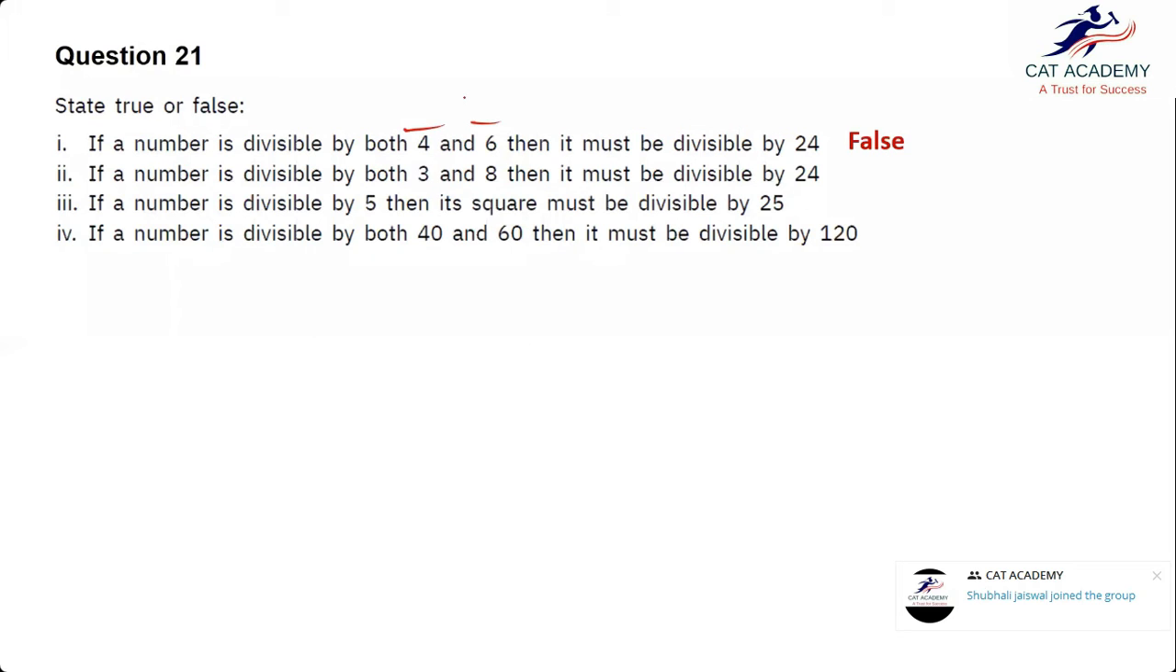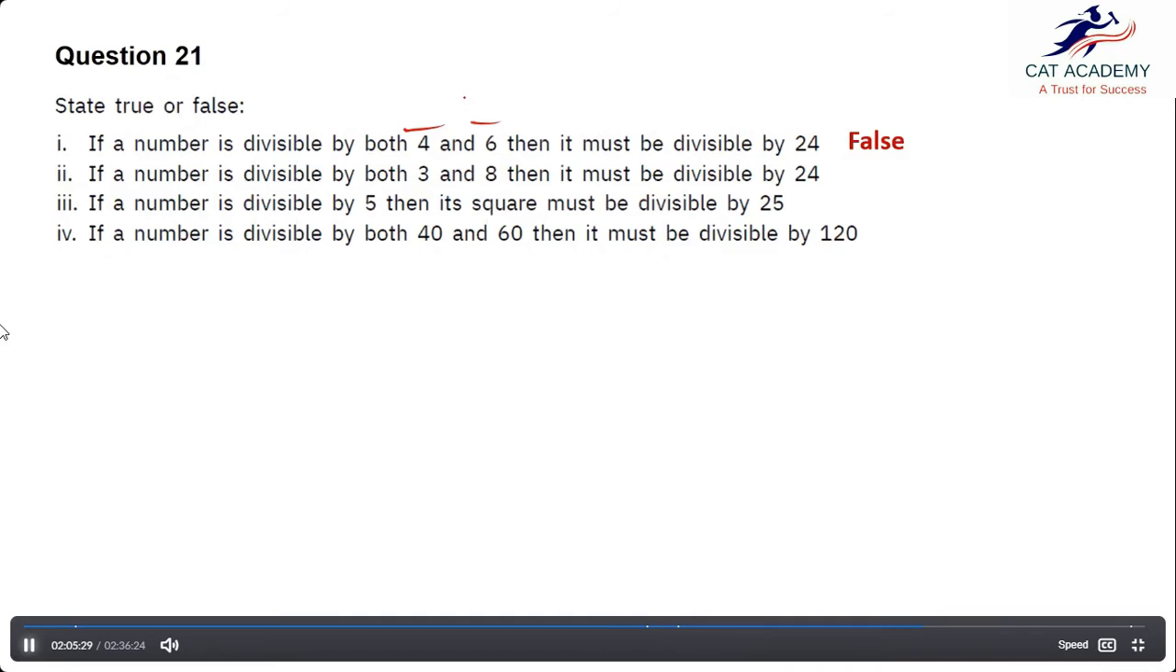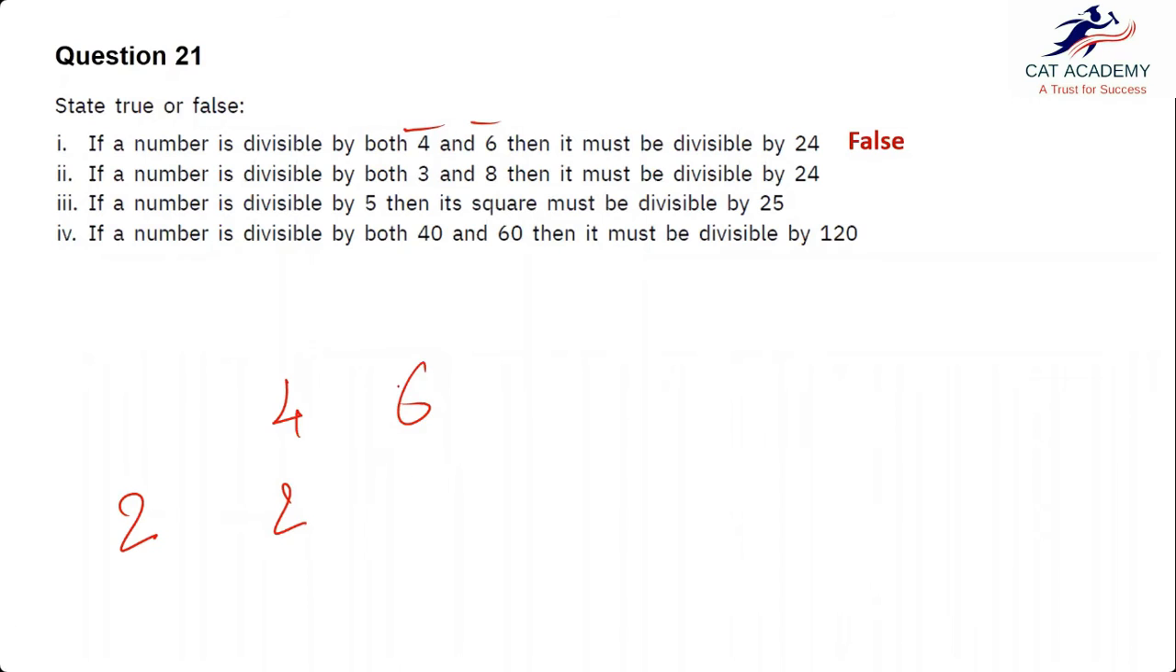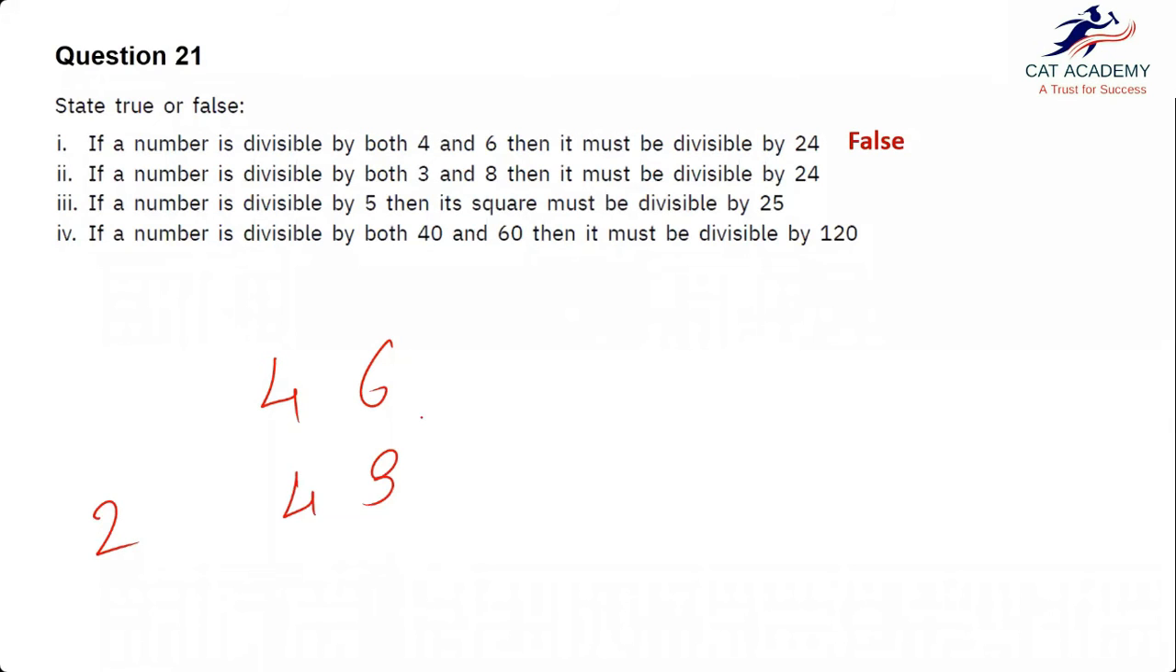That's the problem. For 24 we used to check for 8 and 3, right? That is the reason why we used to check for 8 and 3. Since 4 and 6 are not co-prime, both are divisible by 2. So I'll separate out that 2. If I take 2 common from here, I get 4 and 3. So 4 and 3, at best, can give me a multiple of 12.